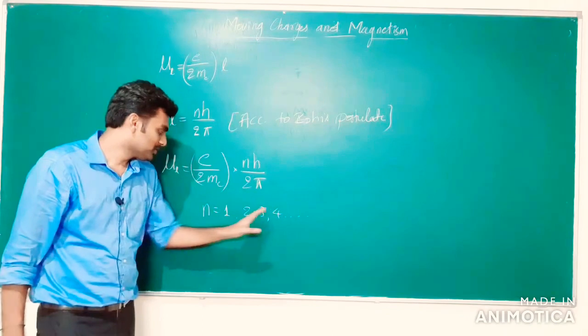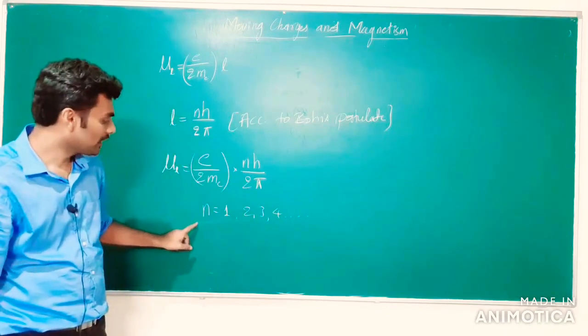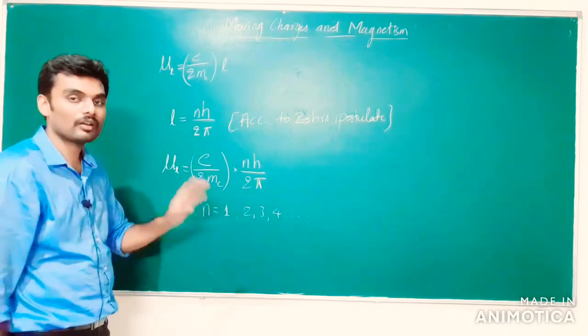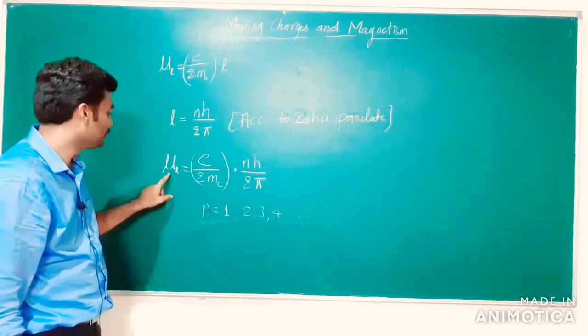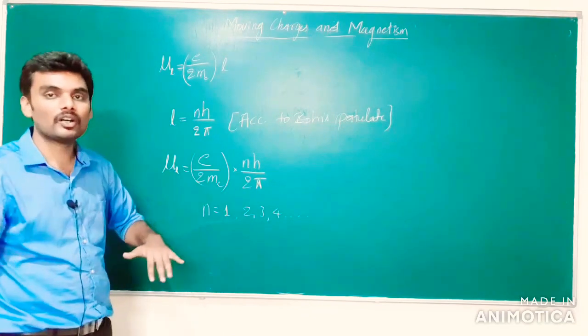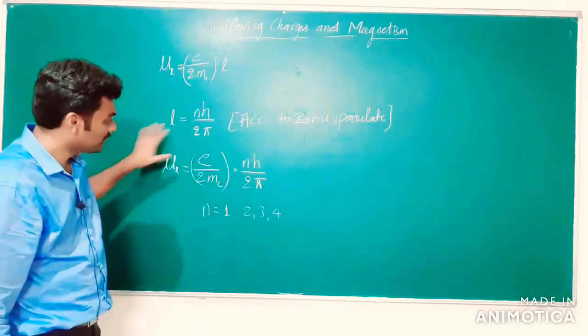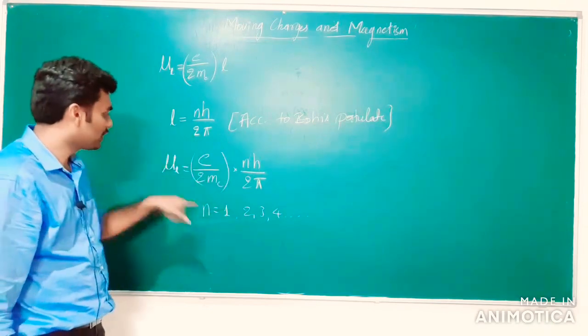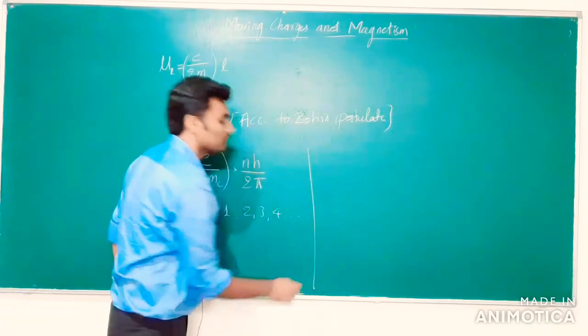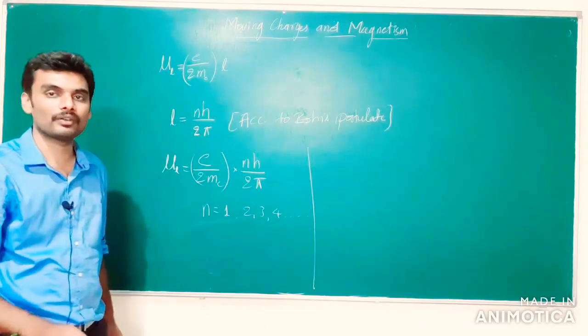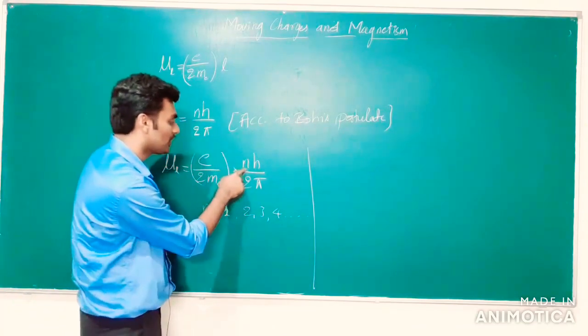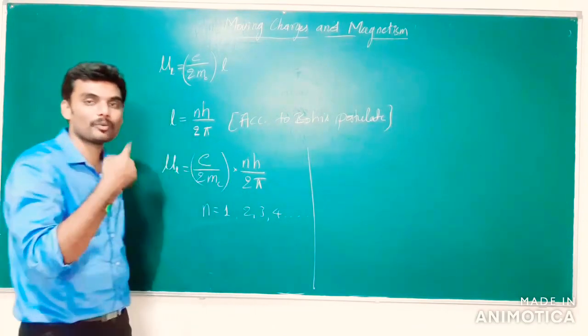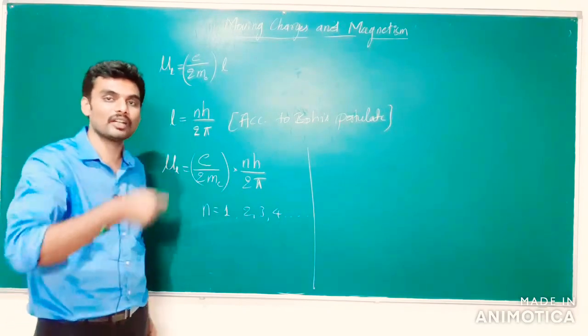So what value should we take now? We will take n equal to 1 to get the expression of mu L, which will then be called the Bohr Magneton. If I substitute n equal to 1 into this expression, that itself becomes the Bohr Magneton. So basically, what is n? n is the orbit number, the orbit in which the electron is revolving.